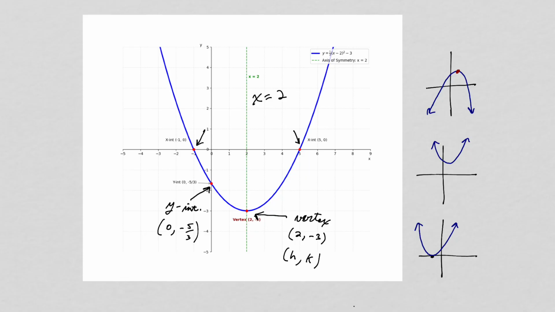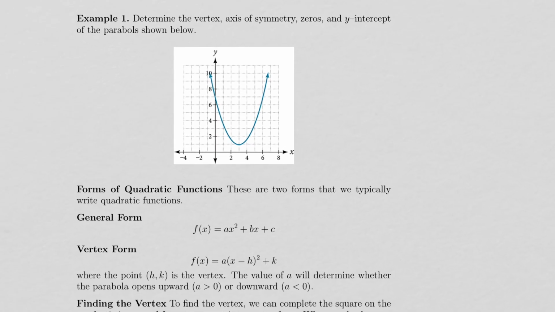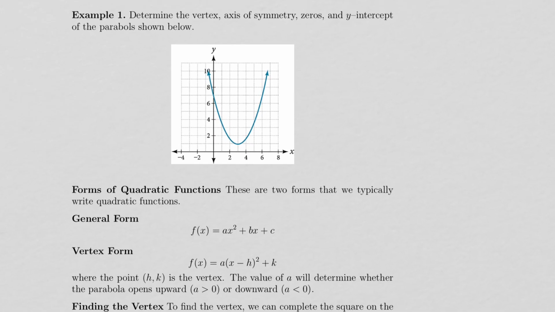Okay, so given that, let's see if we can answer the questions in this first example here. So I want to determine the vertex, the axis of symmetry, any zeros, or x-intercepts if there are any, and then the y-intercept of the parabola shown here. So definitely the vertex, right? In this case, it opens up again, so the vertex is the lowest point. That's the point right here. So it has coordinates 3, 1.